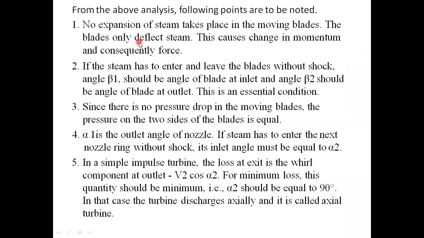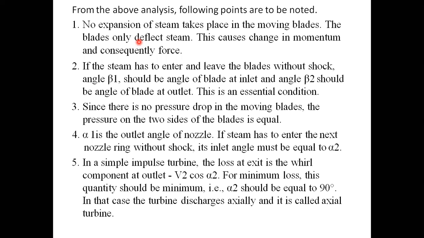From the above analysis, the following points are to be noted. No expansion of steam takes place in the moving blade. The blades only deflect steam. This causes a change in momentum and consequently force. If the steam enters and leaves the blade without shock, angle beta 1 should be the angle of the blade at inlet and angle beta 2 should be the angle of the blade at outlet. This is an essential condition.